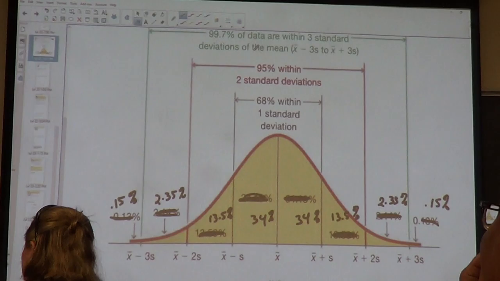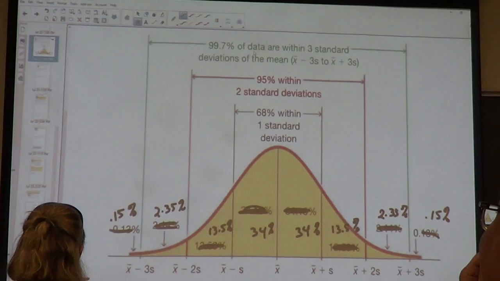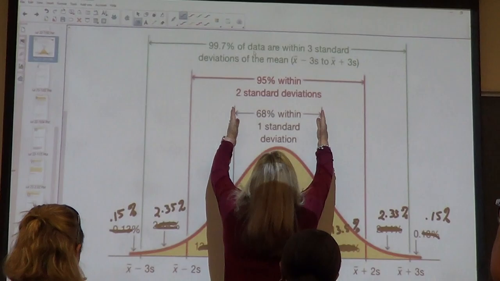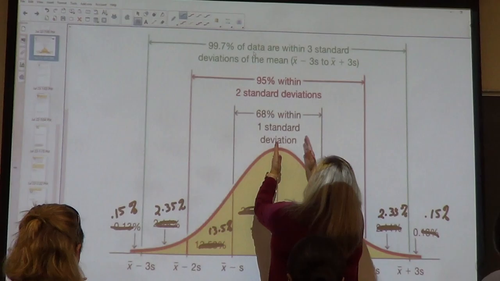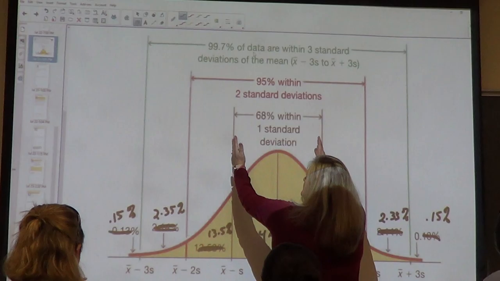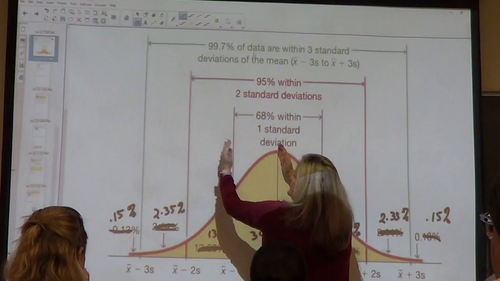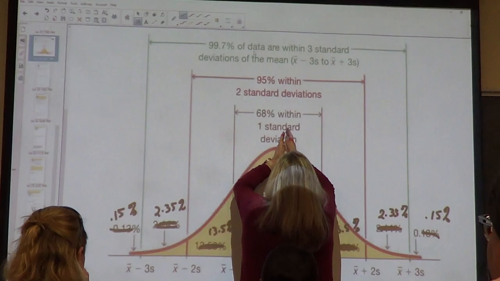So this is saying if you have a bell-shaped curve, where this represents a standard deviation, 68% will fall between one standard deviation. So if you go one jump above or one jump below the mean, that is one standard deviation. That's 68% of the population. 95% of the population falls between two standard deviations, or two jumps above and two jumps below. That's 95%. 99.7% falls within three jumps above and three jumps below. And the whole graph represents 100%.